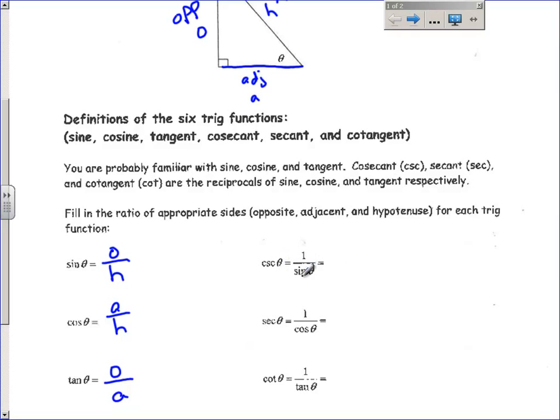Now cosecant is the reciprocal of sine, so it's just this flipped. So that's hypotenuse over opposite. Secant is the reciprocal of cosine, and so that's going to be hypotenuse over adjacent. And cotangent is the reciprocal of tangent, so that's adjacent divided by the opposite side.